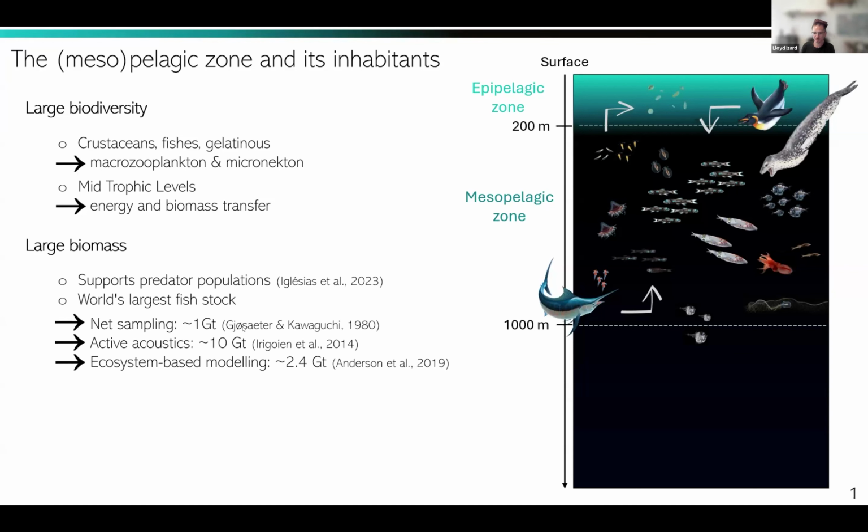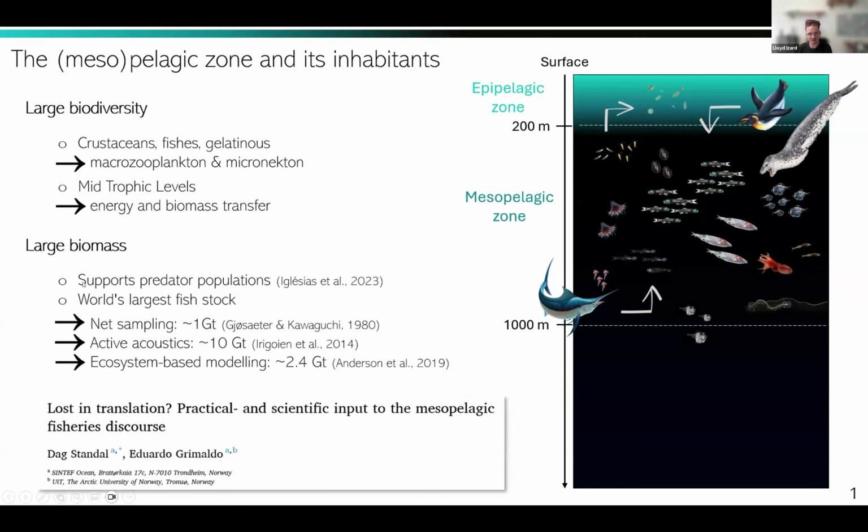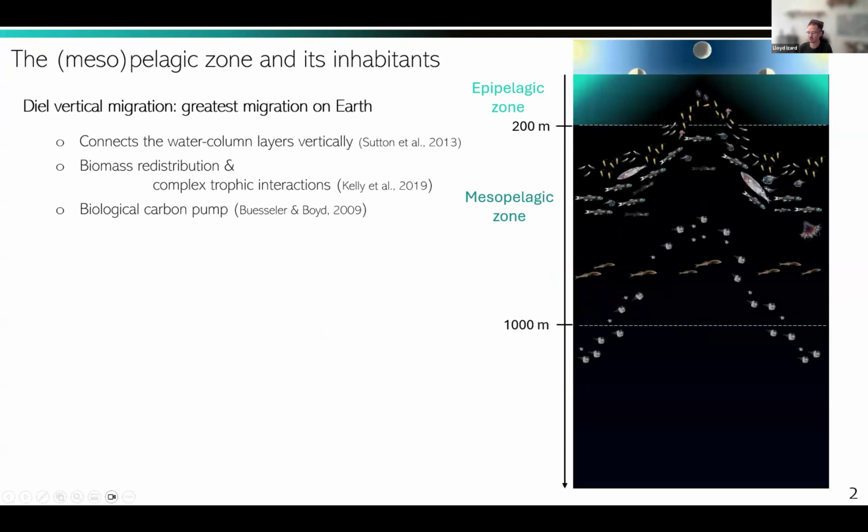As you can see here, we have different orders of magnitude in biomass estimate, depending on the method that we use. Any of these estimates actually represent important biomass, but for now, these different numbers can get us lost in translation. And a second major characteristic I wanted to cover today is the diel vertical migration of these animals.